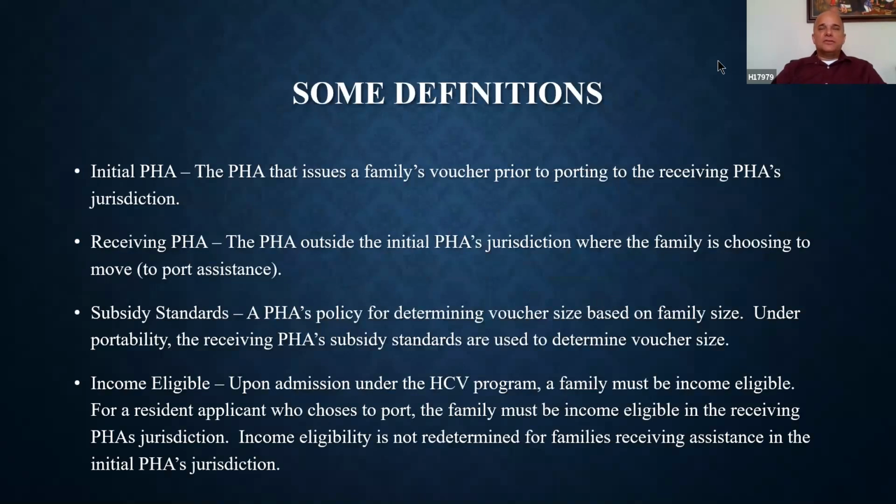Okay, so I want to cover some definitions here because we're going to be using these throughout the presentation. So we talked about the initial PHA. The initial PHA is the PHA that issues the voucher to the family prior to the family porting to a receiving PHA's jurisdiction. And obviously the receiving PHA is the PHA outside the initial PHA's jurisdiction where the family is choosing to move. Of course, we call that porting assistance.